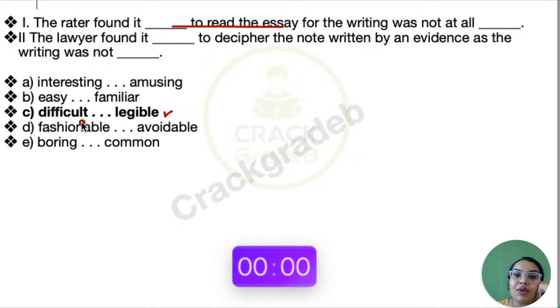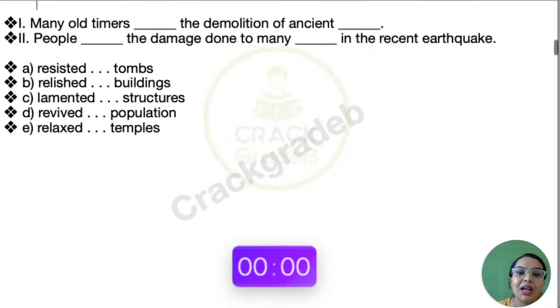The lawyer found it difficult to decipher. Yes, difficult to do something. The note written by the witness, as the writing was not clear. It was not readable. It was not legible. From the second blank, it was very clear that no other word can come. Because we are talking about writing in both the sentences, and hence C आपका आंसर था.